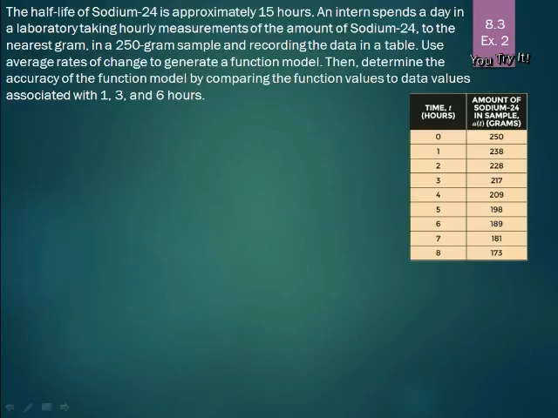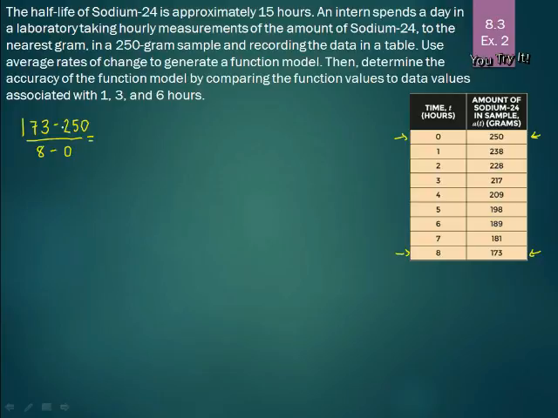Then determine the accuracy of the function model by comparing the function values to data values associated with 1, 3, and 6 hours. Okay, so let's first find our function model. We need to take the average rate of change, so we'll take our dependent variable, which is a of t, the last minus first values, and divide by the last minus first independent values.